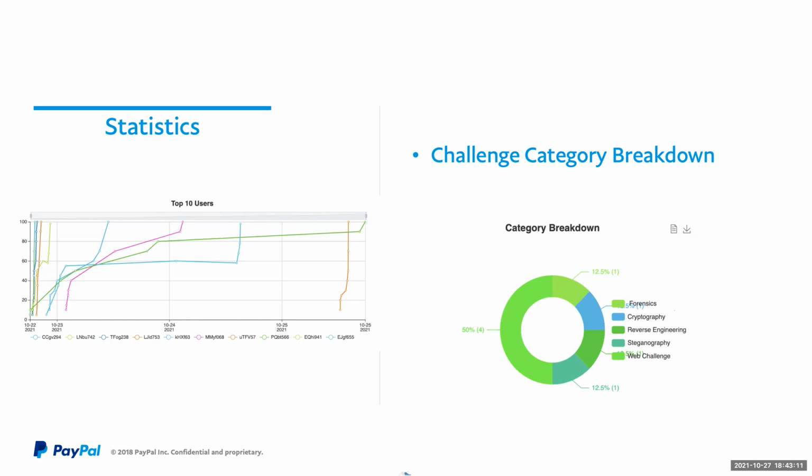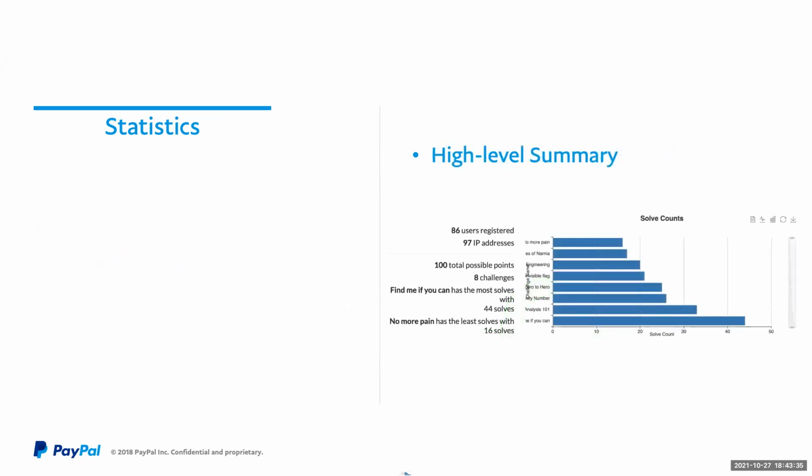Let me explain the challenges and categories. I think you are all aware of this one. We had 5 challenge categories: forensics, cryptography, reverse engineering, steganography, and web challenges. For the web category, we placed 4 different challenges, 4 different flags. For all other areas, we put 1 challenge for each.